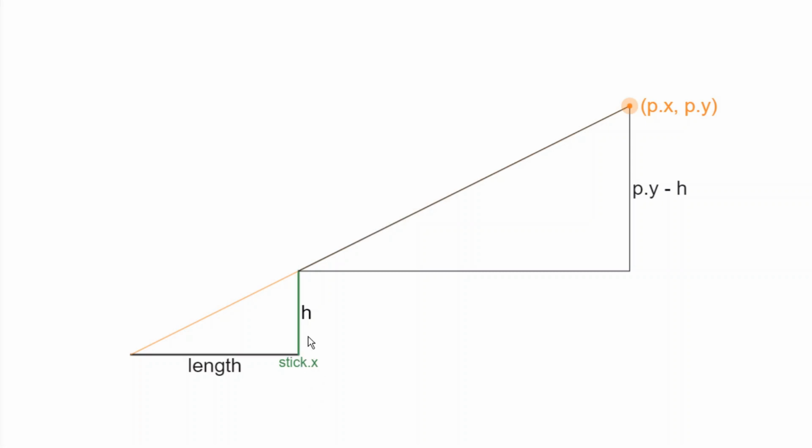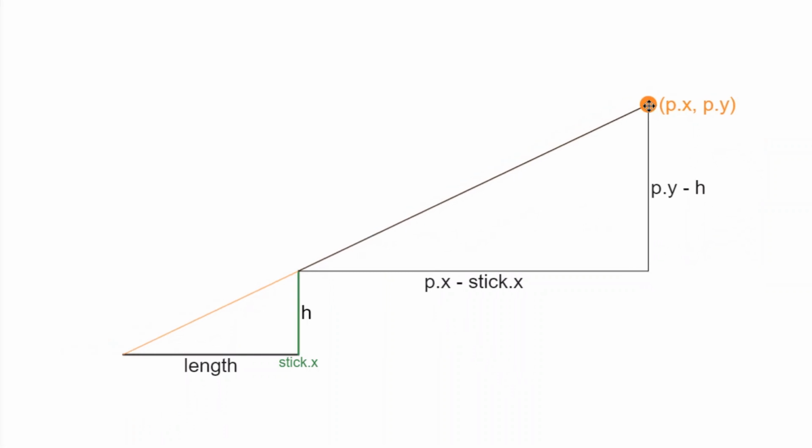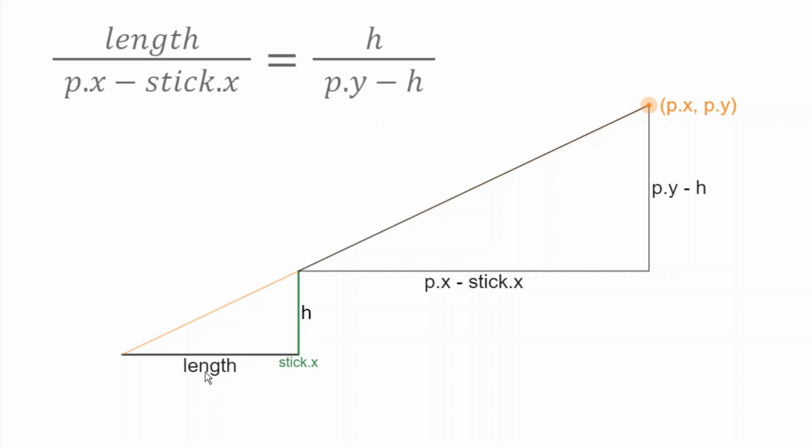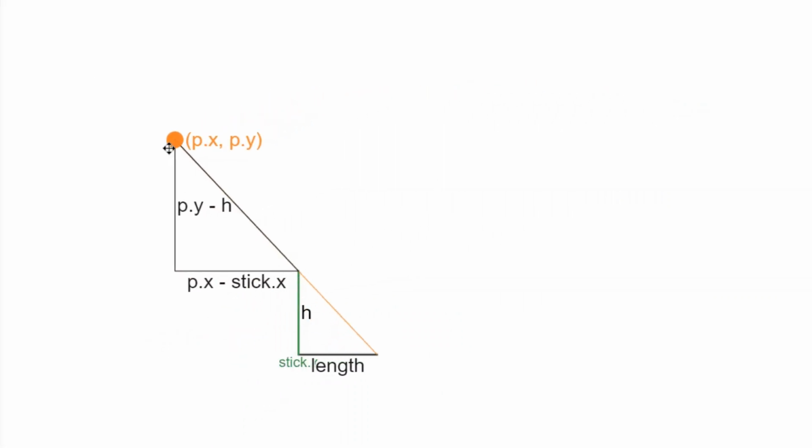And we also know where the stick is, so we can use the x coordinate of the stick and compare the difference between the light source's x coordinate and the stick's x coordinate, and we get this. So now we have these two similar triangles, and then you can just set up a proportionality and solve for the length. So basically you can think of length over p.x minus stick.x equals h over p.y minus h, and then just multiply both sides by p.x minus stick.x, and you get the length of the shadow. That's pretty much the idea.